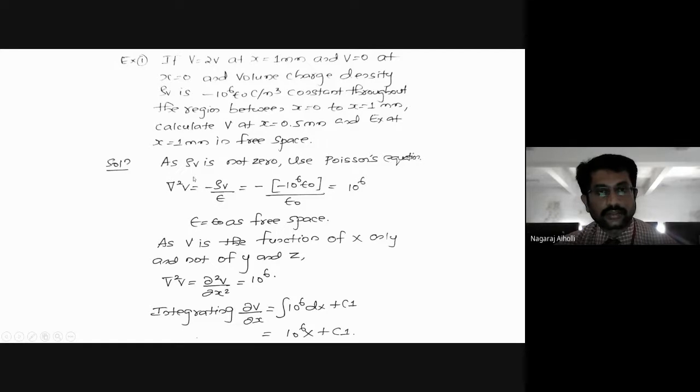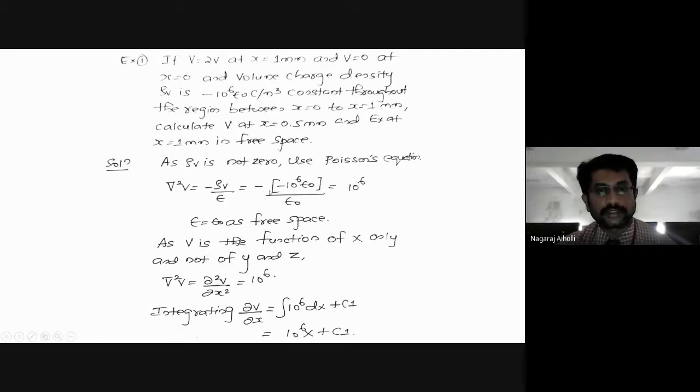Okay. So Poisson's equation is given by del square V is equal to minus rho V by epsilon. We have seen in the previous class the derivation of Poisson's equation and the Laplace equation. We derive the Laplace equation from Poisson's equation, where we substitute rho V equal to 0. When we substitute rho V equal to 0, only then we get the Laplace equation, del square V equal to 0. Correct? But here rho V given is not 0, hence we have to use Poisson's equation and not the Laplace equation. Del square V is equal to minus rho V by epsilon. This is Poisson's equation.